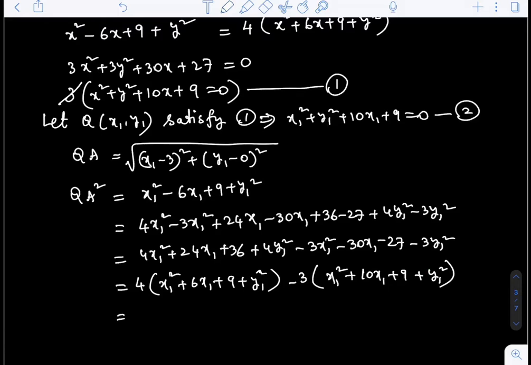Okay. And the next step is what? It will become 4 into x1 square plus 6x1 plus 9 plus y1 square. What happened? How did I get this step? I used equation 1 here. What is equation 1?